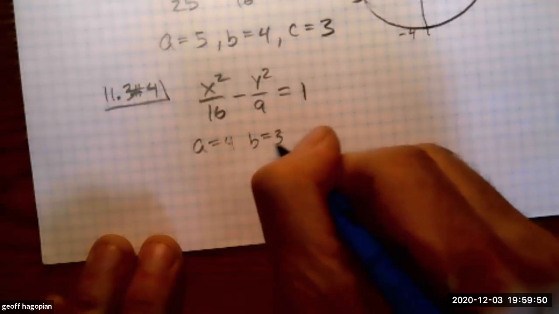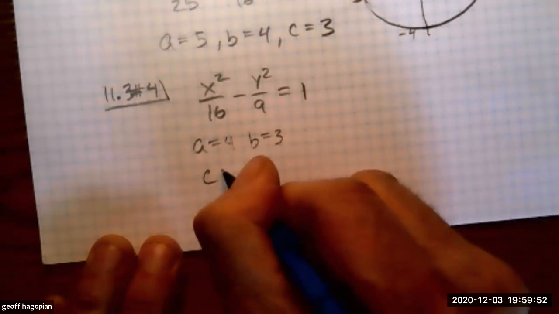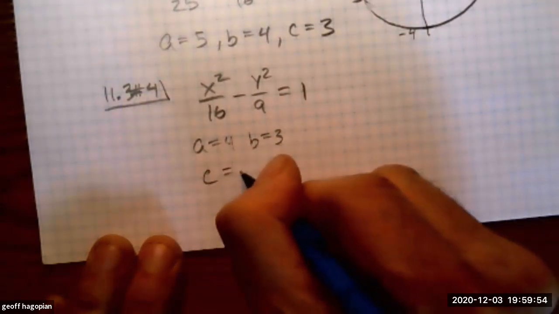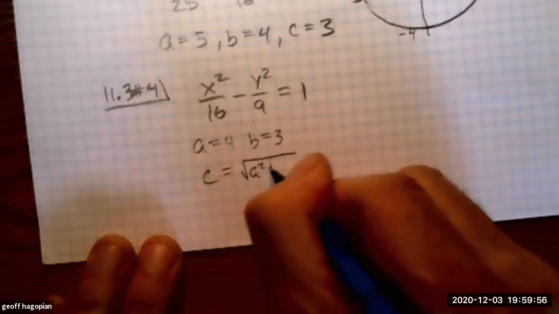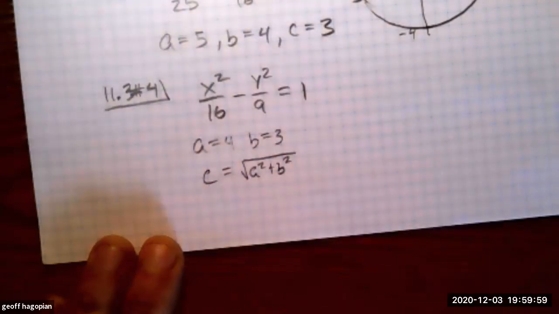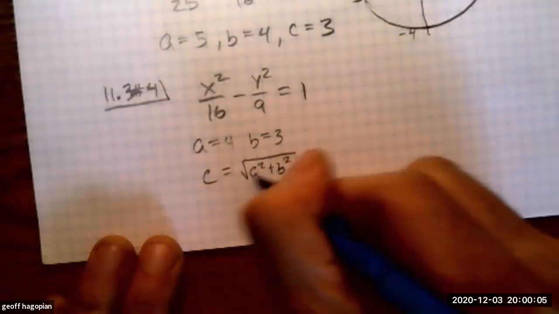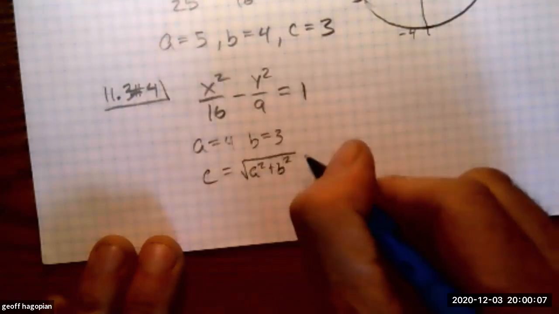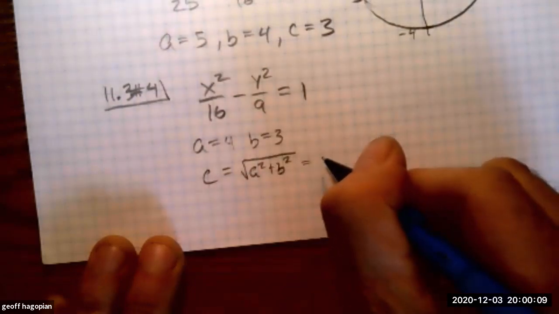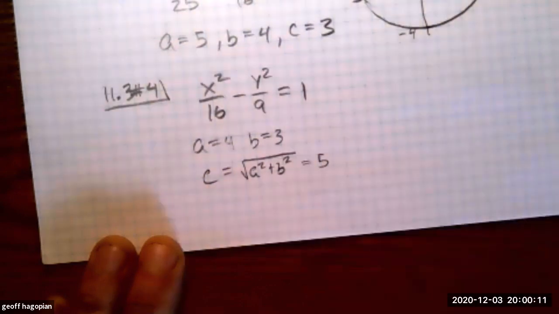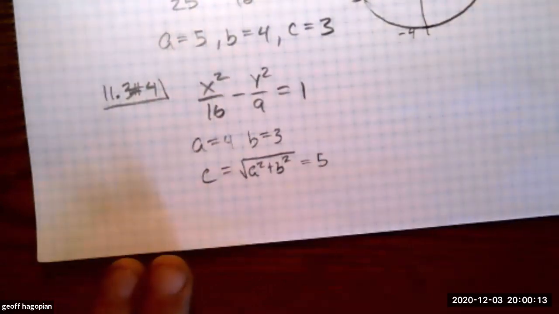So what does that mean about C? Well, in this case, C is equal to the square root of A squared plus B squared. So that's a plus instead of a minus. For the ellipse, we had a minus here, which means that C is bigger than both A and B. And in this case, C is equal to 5, since 16 plus 9 is 25.